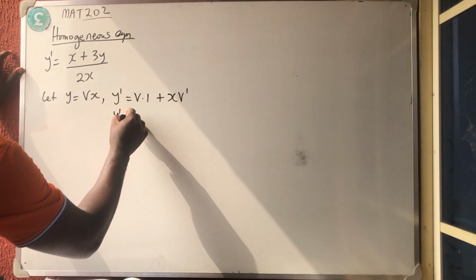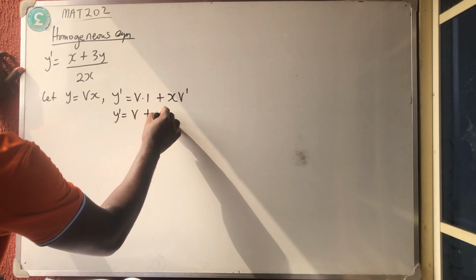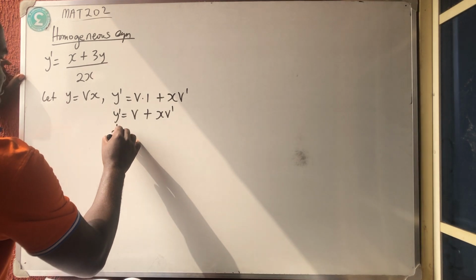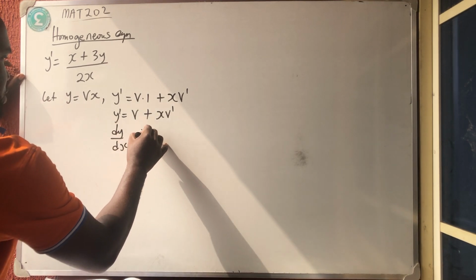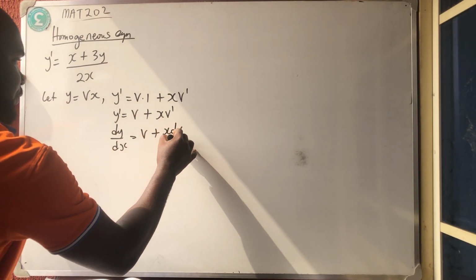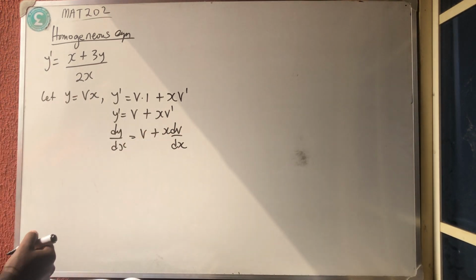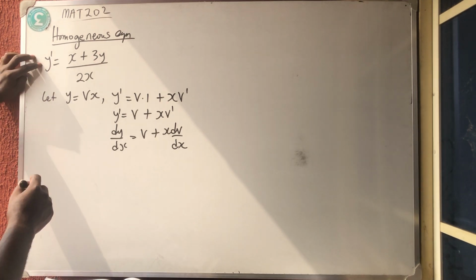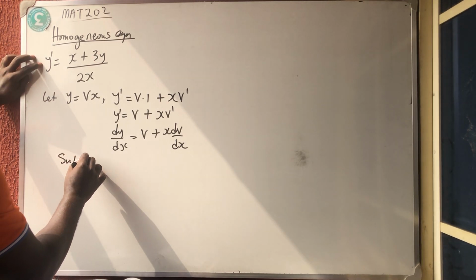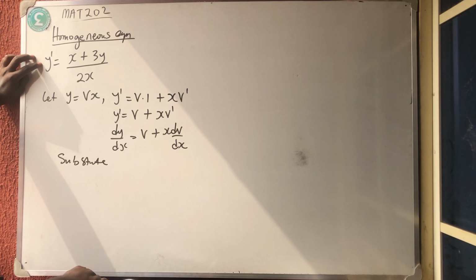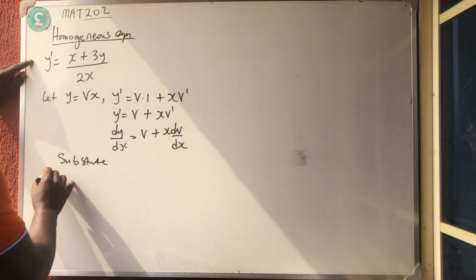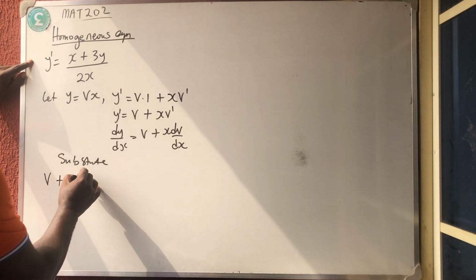Are you getting it now? So my y prime is equal to v plus x v prime, or this way, dy/dx is equal to v plus x dv/dx. Any of these will work out. So let us substitute. Instead of writing y prime, I'm going to say that y prime is equal to v plus x v prime.